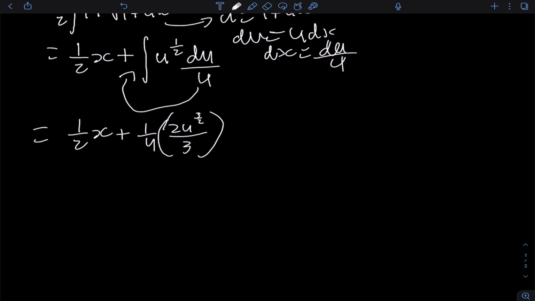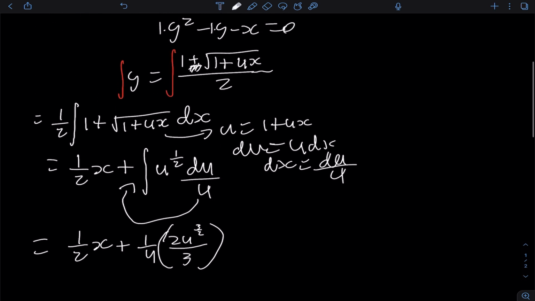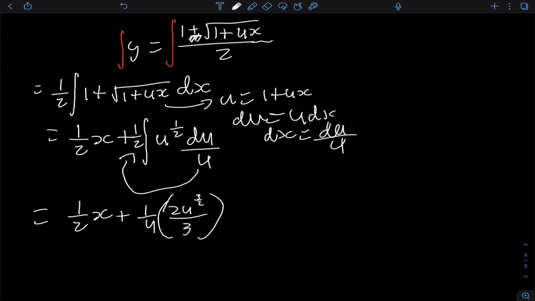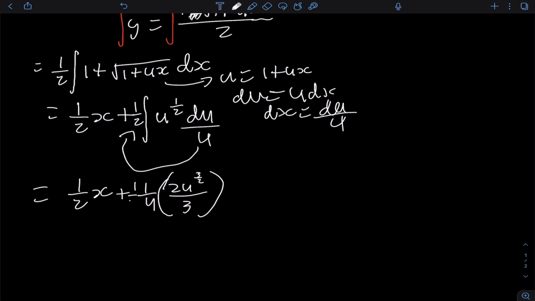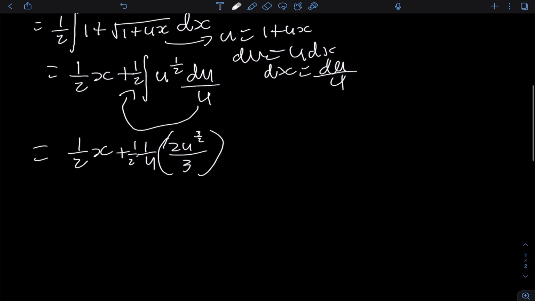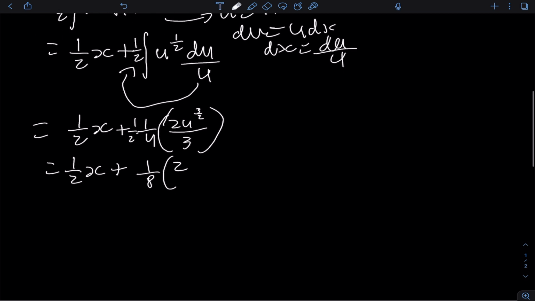We see that, what do we see here? Well, this also has a 1/2 because this 1/2 was factored out of the entire integral. So this is also being multiplied by 1/2. So what we actually have here is 1/2 x plus 1/8 all times, and then let's replace our u back with 1 plus 4x. So 1 plus 4x to the 3 over 2 over 3.